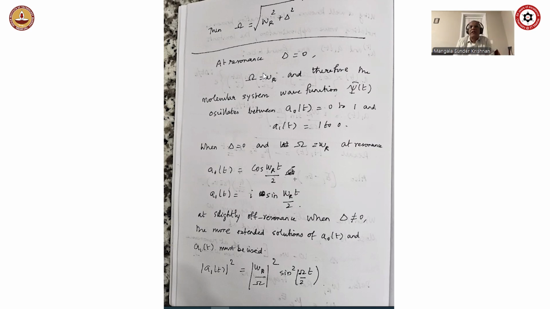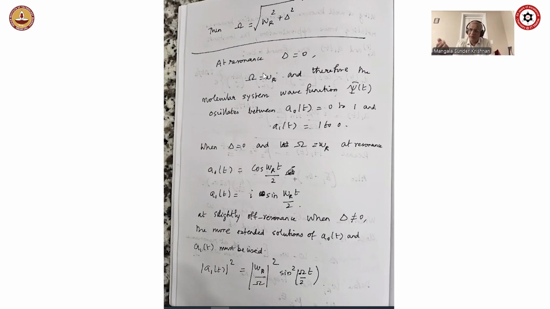So what does this tell us? a naught and a1. Please remember, in the original wave function, a naught contains the lower energy, and a1 contains the higher energy contribution. So a naught squared means the probability that the system is in the lower energy, and a1 squared is the probability that the system is in the higher energy. And now you see a naught and a1 oscillate with sine and cosine. Therefore, where cosine is maximum, sine is 0.